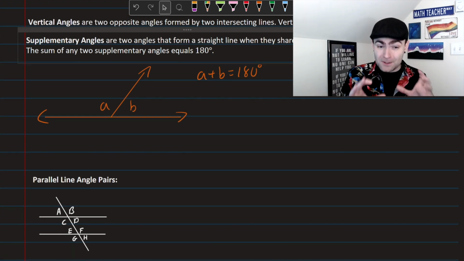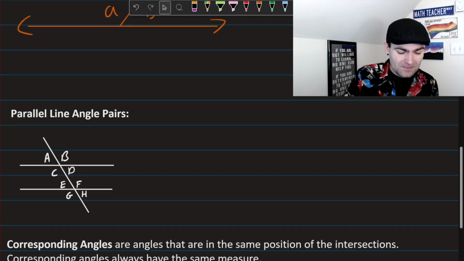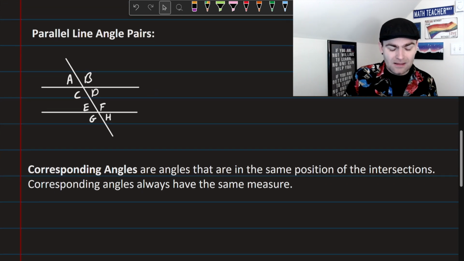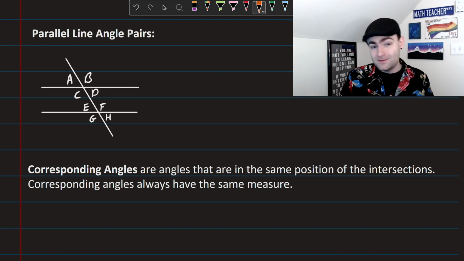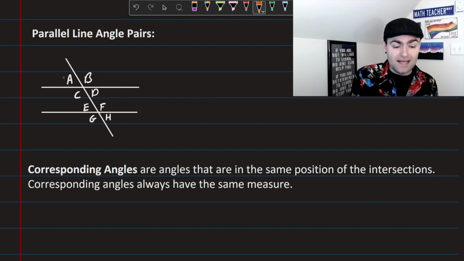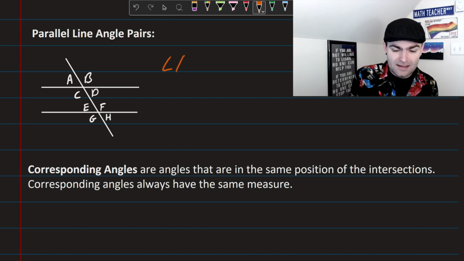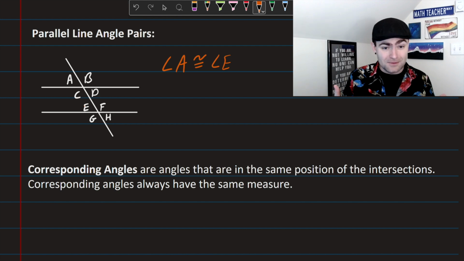So in isolation, we have those. If we introduce parallel lines, then we have quite a few more. So let's talk about those. In parallel lines, we have all of these lovely angles here. The first angle pair we're going to talk about is corresponding angles. Those are angles in the same position of the intersection. If you notice that A is in the top right and E is in the top right of those intersections, those are corresponding, and corresponding angles have the same measure. So we would say that angle A is congruent to angle E because of corresponding angles.